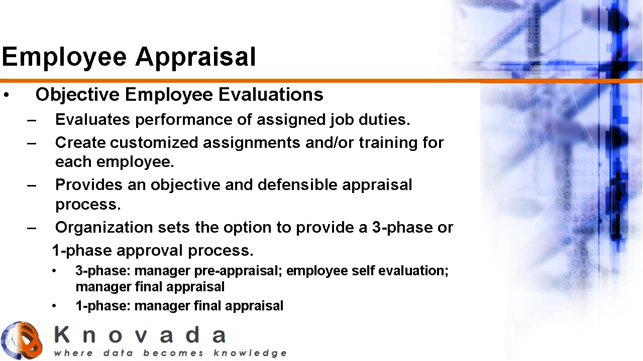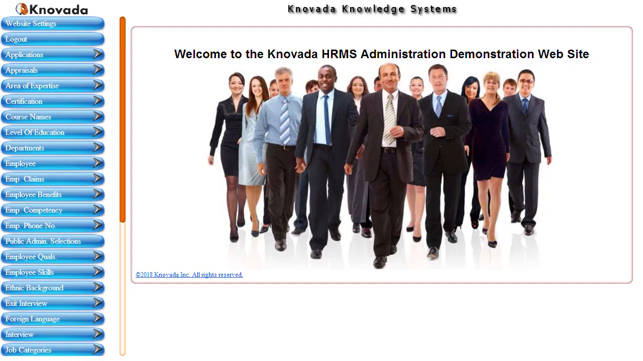The 1-phase process being an appraisal which only requires a manager completing the final appraisal for their employee, whereas a 3-phase process includes a manager's pre-appraisal, the employee conducting their own self-evaluation, and a manager having the final appraisal completed. As with other user-based modules of the HRMS, the administration module provides the organization the capability to configure the appraisal process to meet their specific requirements. We will discuss several of these options in the following slides.